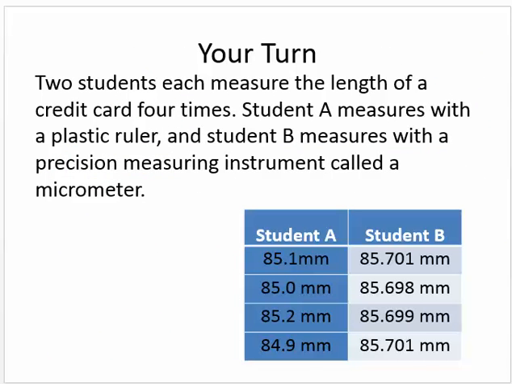Okay, take a look at this here. We've got two students. Each measures the length of a credit card 4 times. Student A measures with a plastic ruler. Student B measures with a precision measuring instrument called a micrometer. So you can see over here, student B is able to get many more decimal places than with the plastic ruler. You can only go 1 decimal place on a plastic ruler.